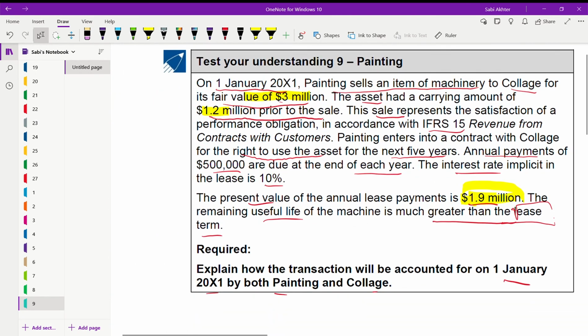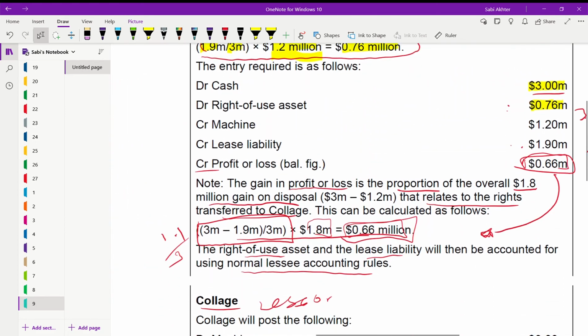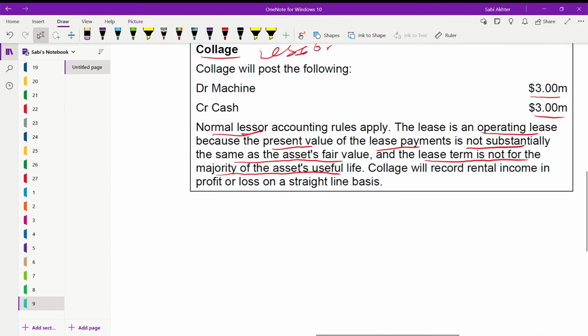The last sentence says the remaining useful life of the machine is much greater than the lease term. That means the lease term is very small compared to the useful life. So the majority of the years are not lease term. The lease term is not for the majority of the asset's useful life, only a small portion. So the college will now treat this as an operating lease.